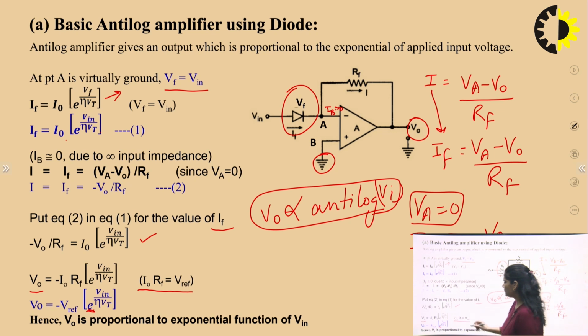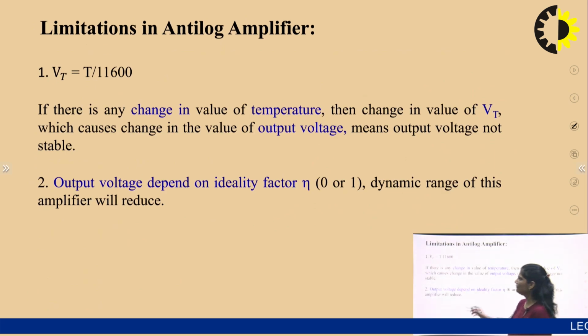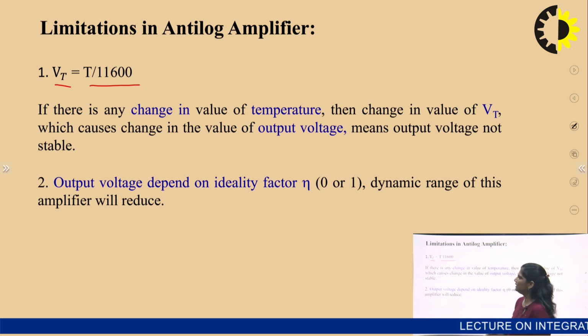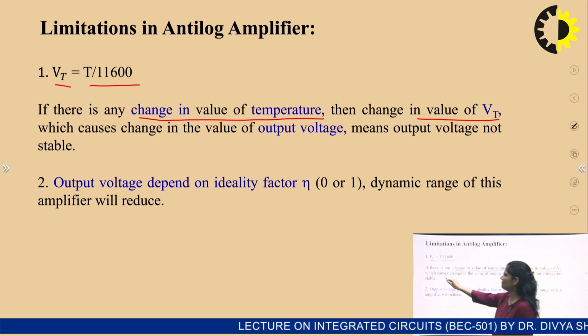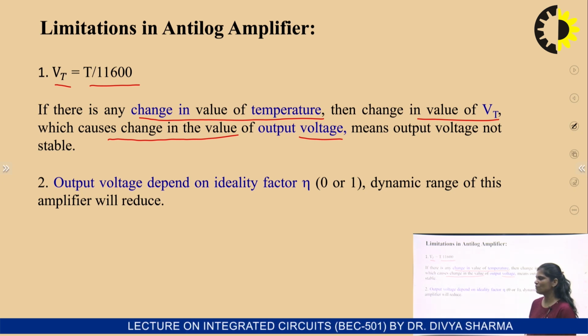Now eta and Vt are temperature dependent constants in this anti-logarithmic amplifier using diode. So what are the limitations? Vt is a temperature dependent constant, Vt is equal to T upon 11600. So if there is any change in temperature, then the value of Vt changes, which causes a change in the output voltage. It means the output voltage is not stable.